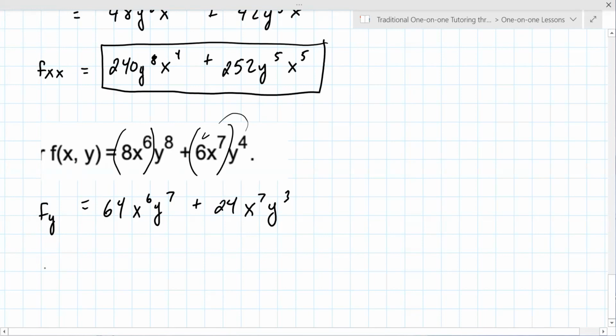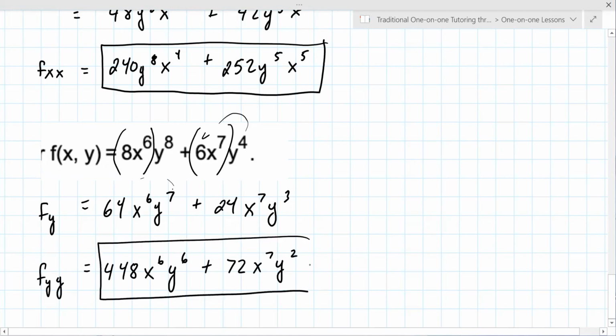But then you've got to do it again, fyy. So now you take this 7 and multiply it by 64. So that's like 420 plus 28, 448, x to the 6th, y to the 6th, plus 3 times 24, 72, x to the 7th, y squared. And that's that last box there. Oh, I'm sorry, it's the second box. I guess they did these in a different order.